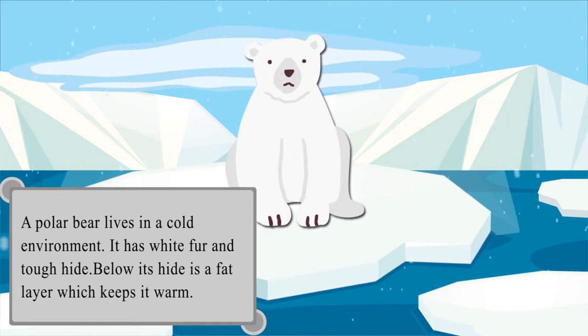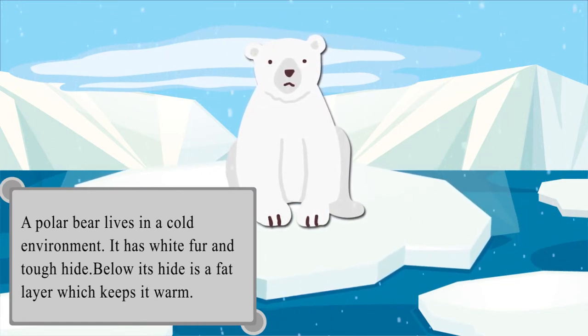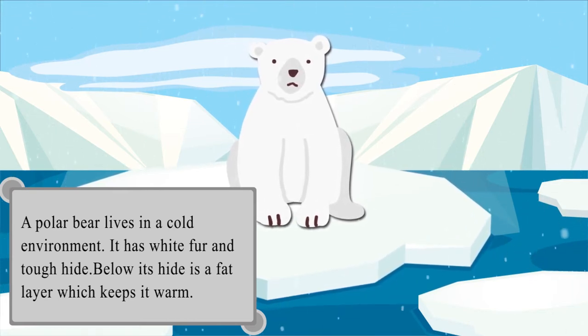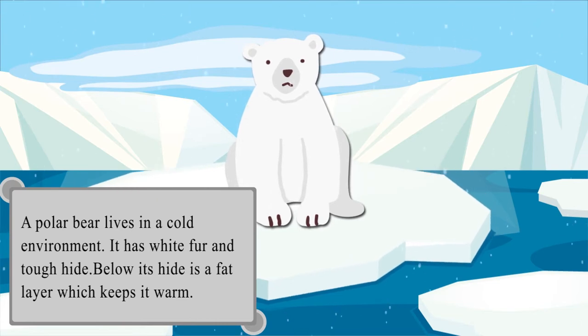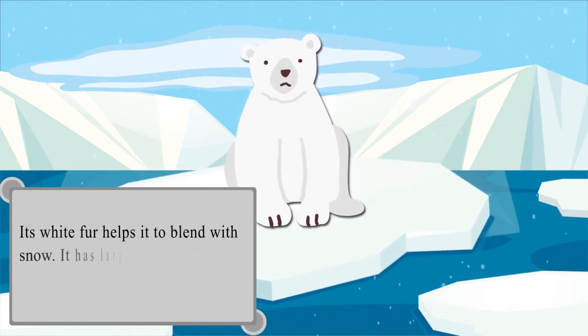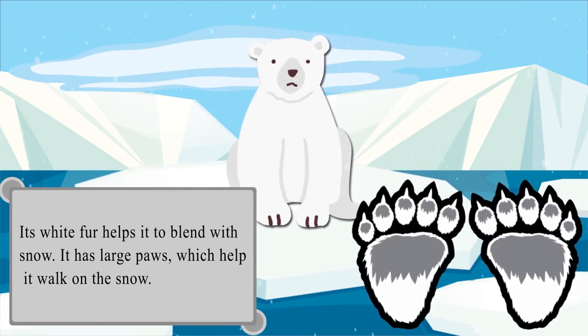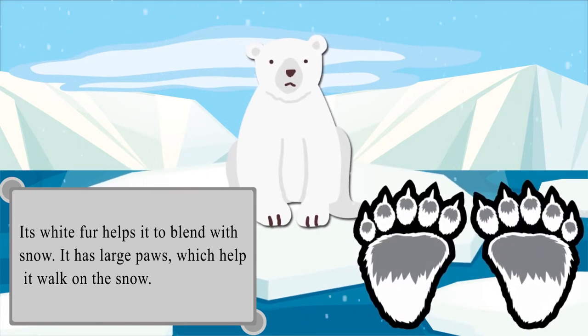A polar bear lives in a cold environment. It has white fur and tough hide. Below its hide is a fat layer which keeps it warm. Its white fur helps it to blend with snow. It has large paws which help it walk on the snow.